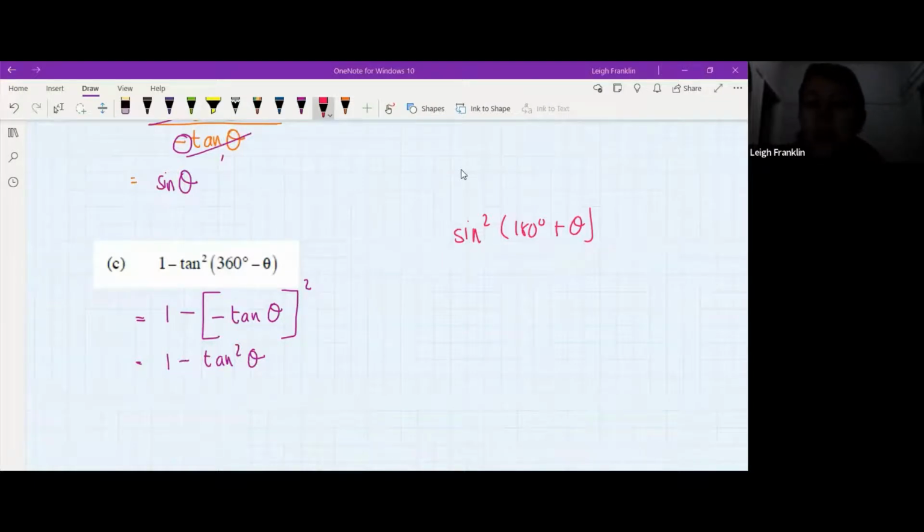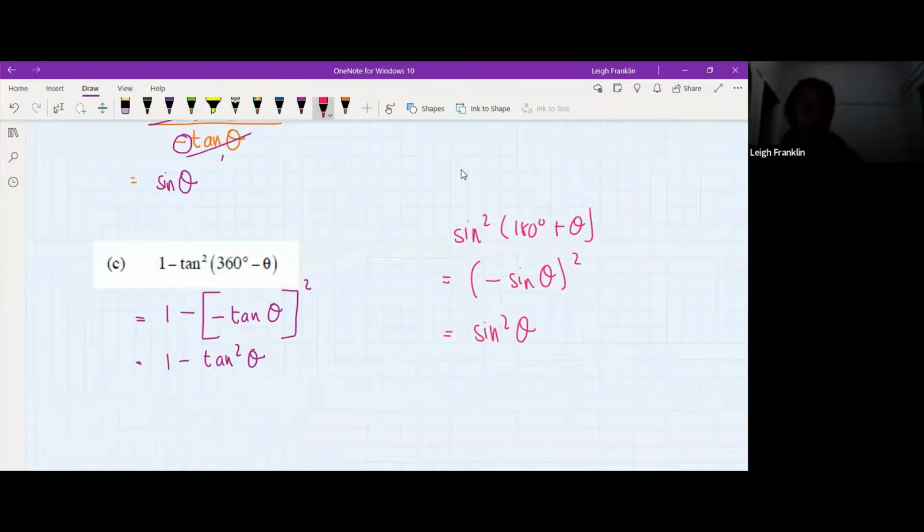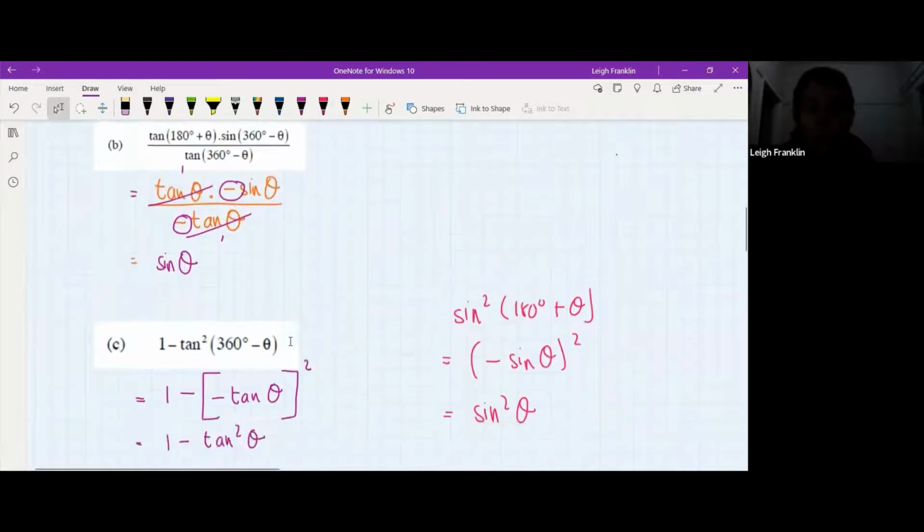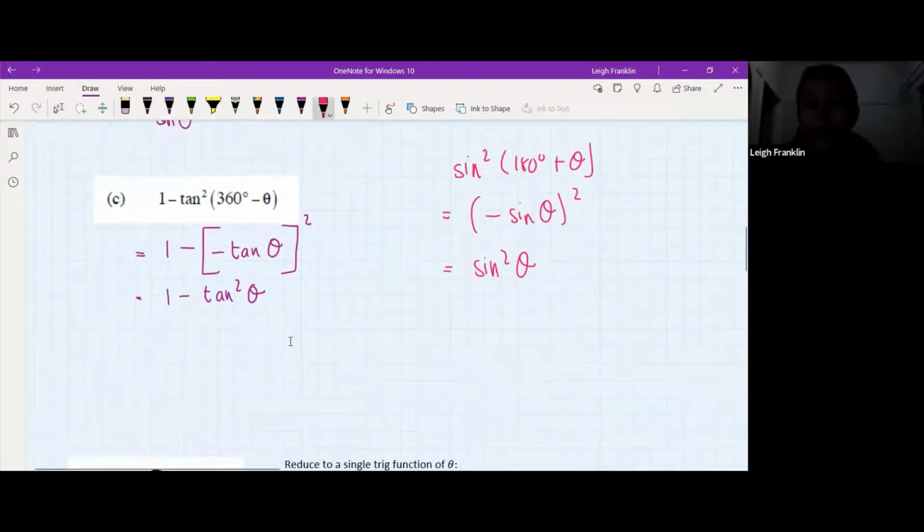So if you've been given sine squared of 180 plus theta, you have to first write that this reduces to negative sine theta, and then it's going to be squared, and then you're going to get sine squared theta, like so. You absolutely have to do that. We're not allowed to do otherwise, otherwise you're going to end up throwing marks away. You cannot just go from here to here. They will penalize you.